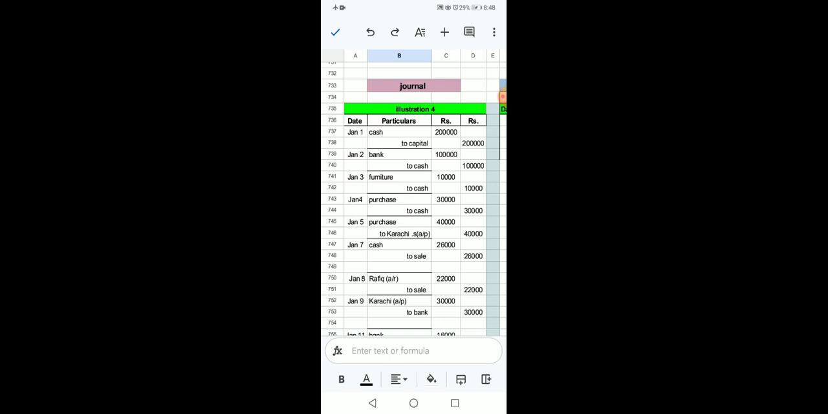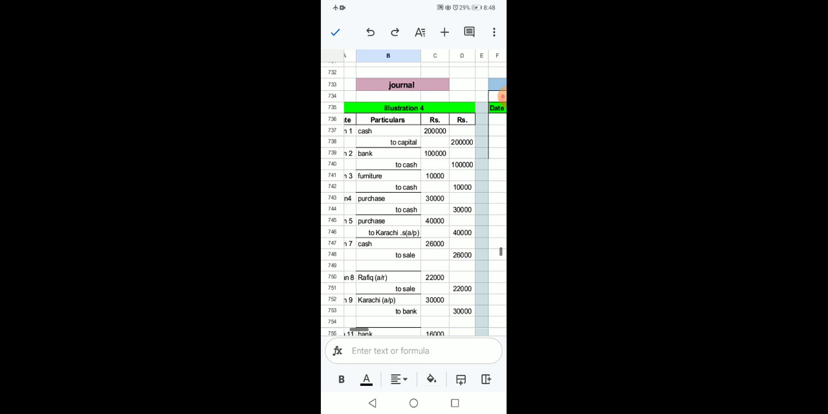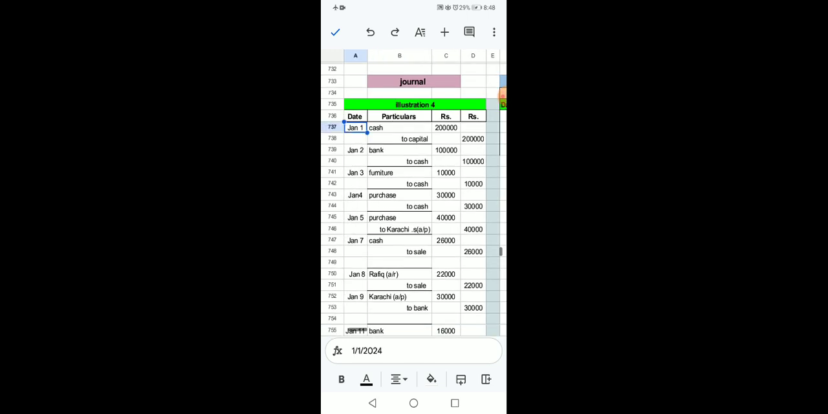There will be so many ledgers we are going to make, so it's sensitive work and we will have to be cool. We will have to be very calm so that we can reduce the fear of mistakes. Okay, let's start with January 1st. We have the very first element, cash. We will be making the ledger of cash first.